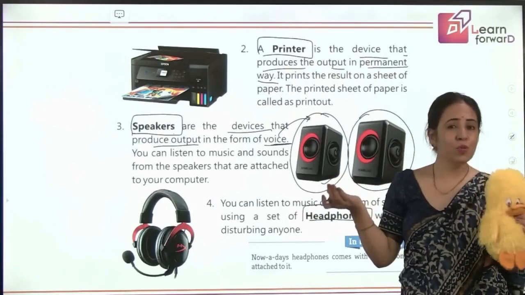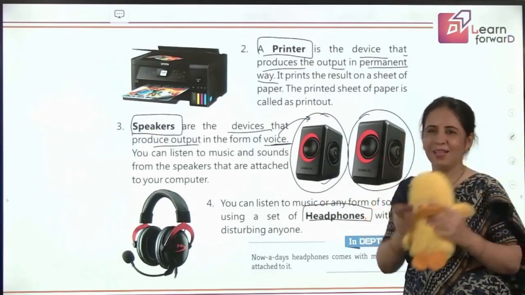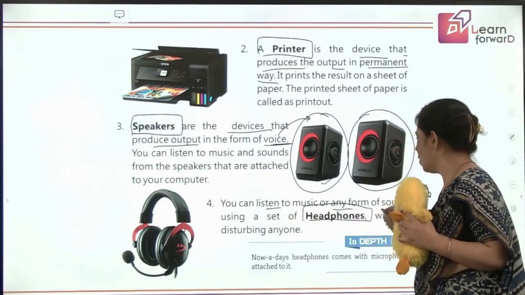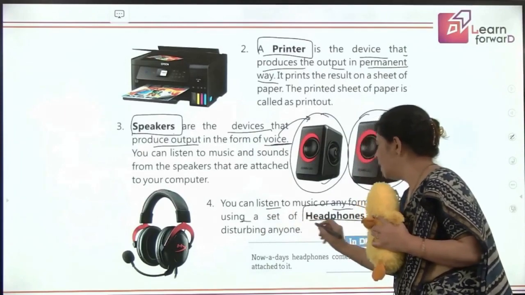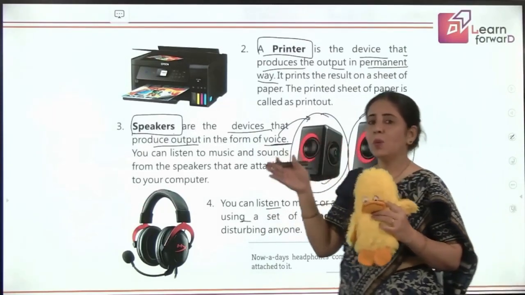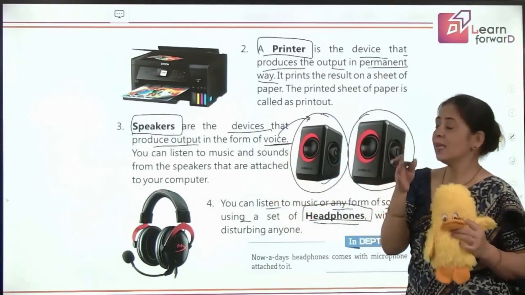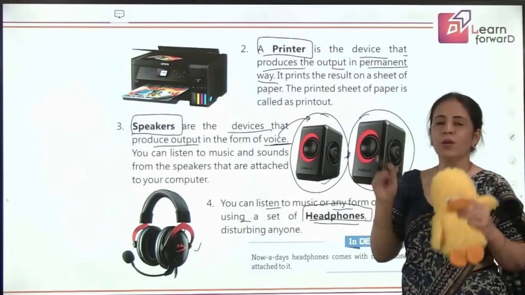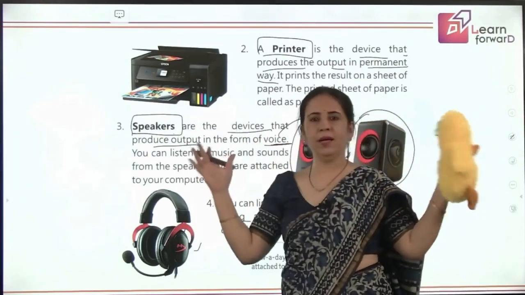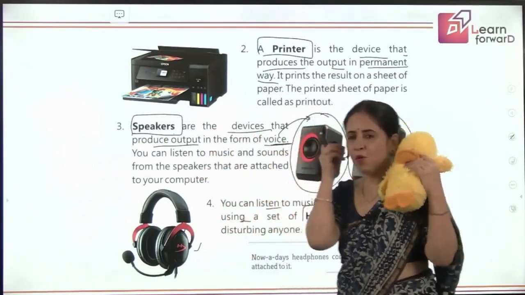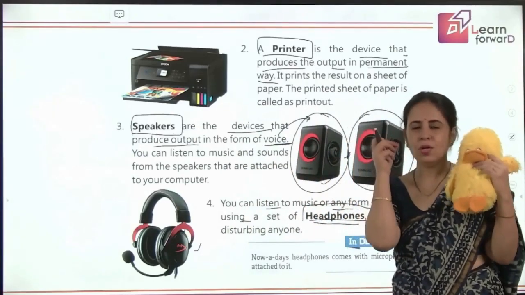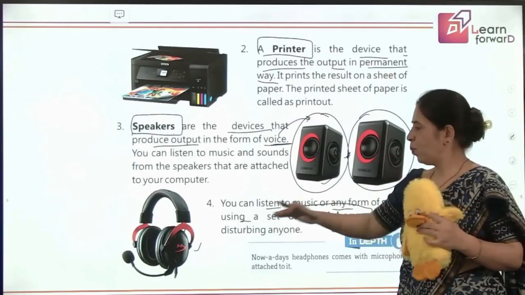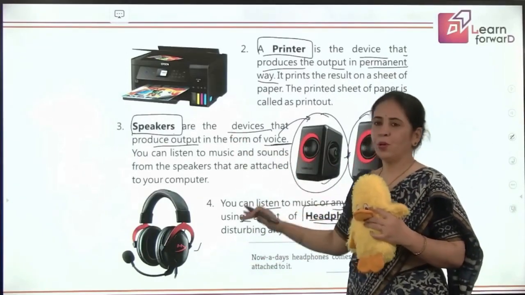And yes, we have headphones also. We normally use these headphones to enjoy the music. Am I right? Good. So you can listen to your music or any form of sound with the headphones without disturbing anyone. So that's the basic difference between the headphone and the speaker. When you put the speaker, the voice gets spread all around, but headphones are just confined to your ears and only you are able to listen to that sound. So both are specially output units for voice.